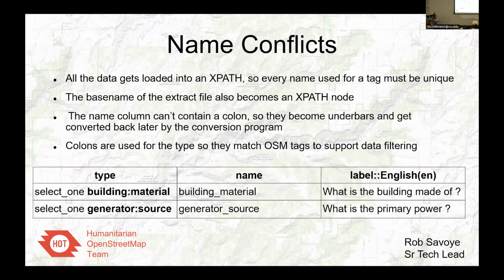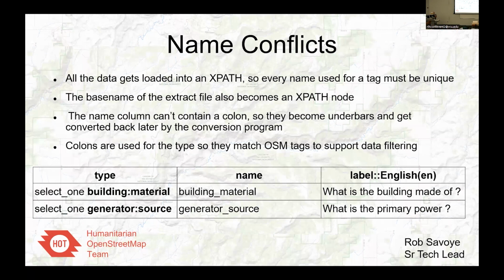So the other fun part was name conflicts. I think I'm the first person to ever use the select one from file functionality. So it turned out to be interesting, I won't say buggy, but it was interesting. XPath is slightly brain dead. The base name of the file becomes actually an XPath node. So if I say camping.geojson, then I can't use camping as a value anywhere because it'll conflict. It gets kind of bizarre.